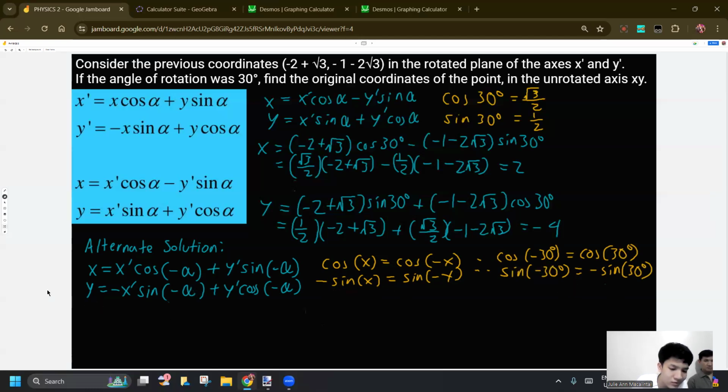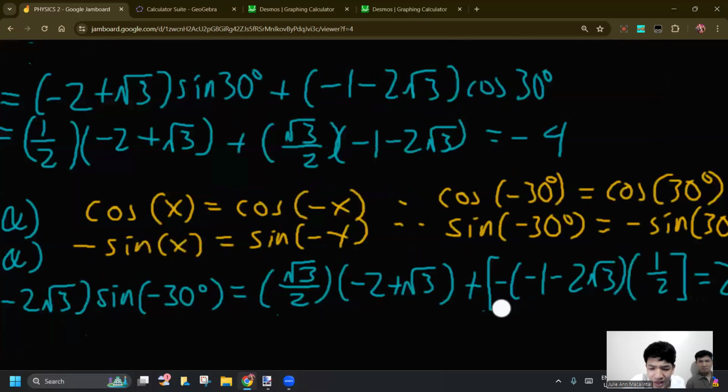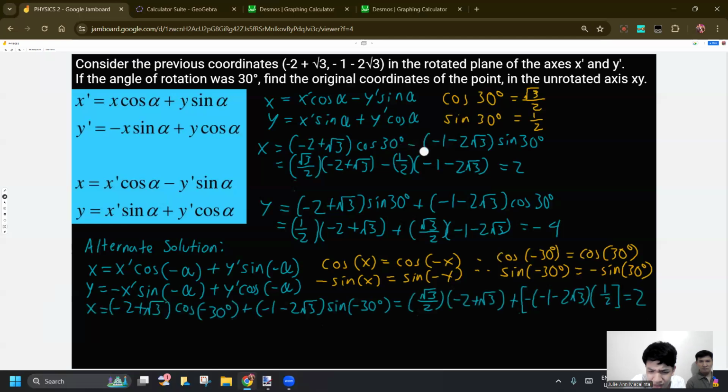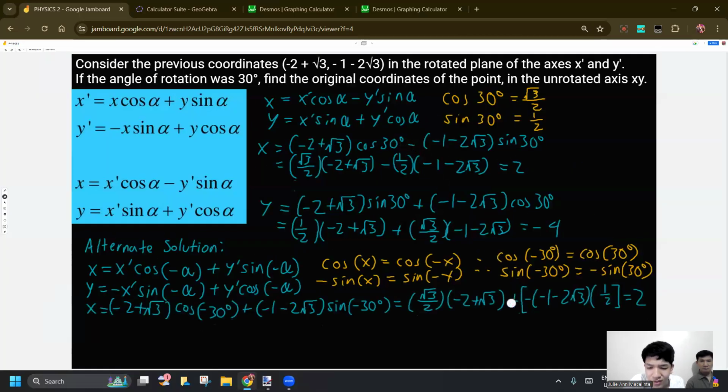So let's substitute again, this time -30. So this time there's a negative. I think you can see already why they are the same. Since this is negative, and then this is plus negative, then here it's just minus. So that's just the same thing.